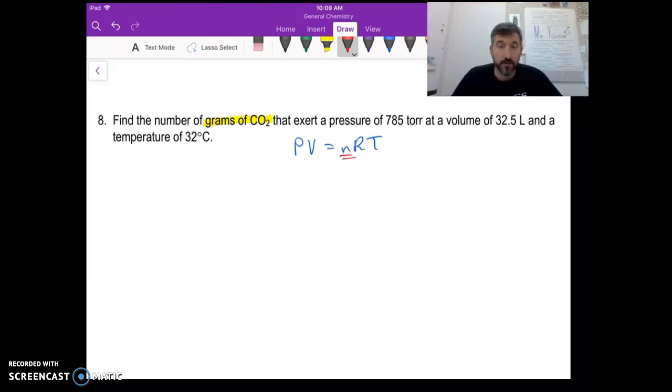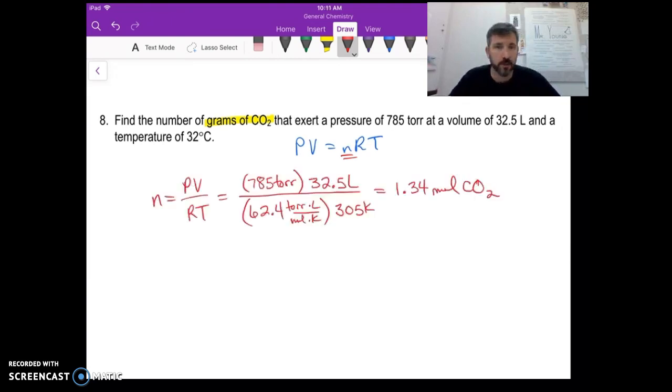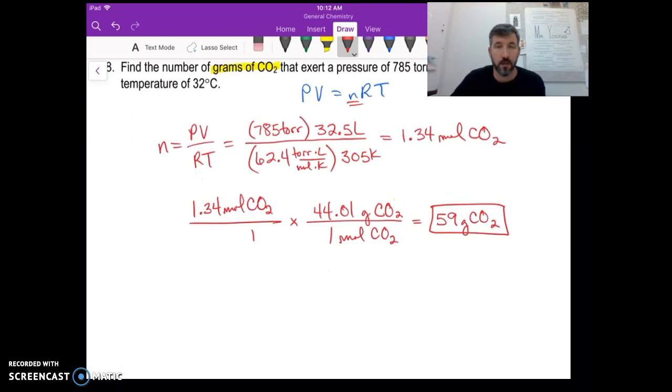So go ahead and rearrange your equation and solve for moles. Okay, so you should have ended up with 1.34 moles of CO2. And the big reminders there were, again, making sure you have the right R value, given that our pressure is in torr. And then also adding 273 to our temperature, which was 32 degrees Celsius, which leaves us at 305 kelvins. So from 1.34 moles of carbon dioxide, let's go ahead and see if we can figure out how many grams that would be. Okay, and there you have it, 59 grams of CO2.